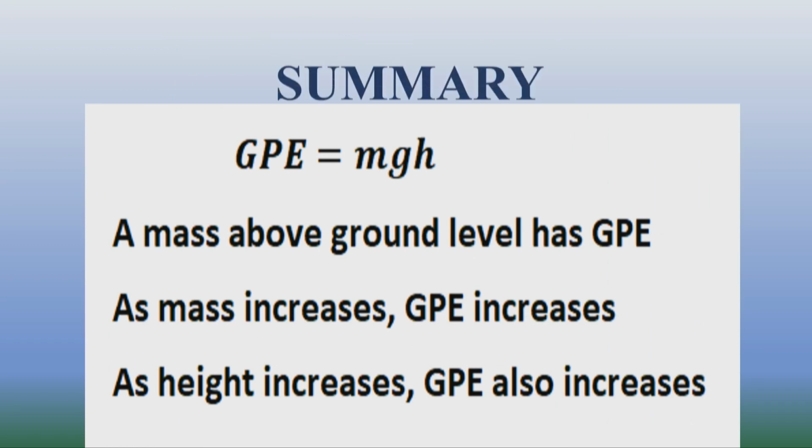So far, we have learnt that gravitational potential energy is equal to mgh. A mass above ground level has gravitational potential energy. As mass increases, gravitational potential energy increases. As height increases, gravitational potential energy also increases.